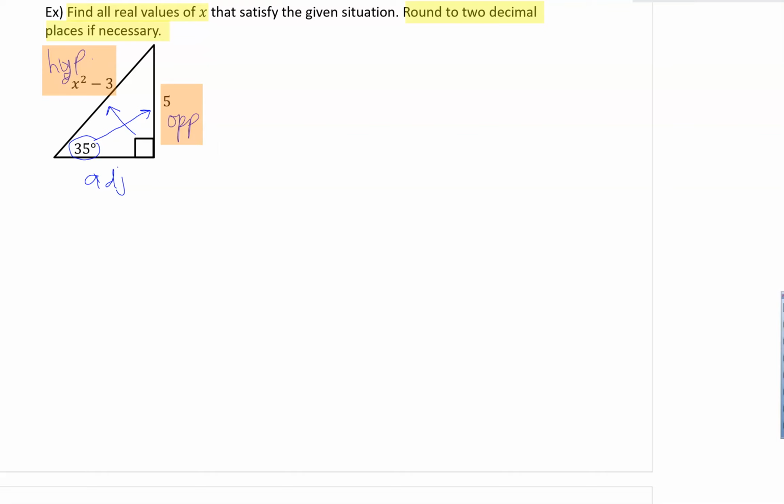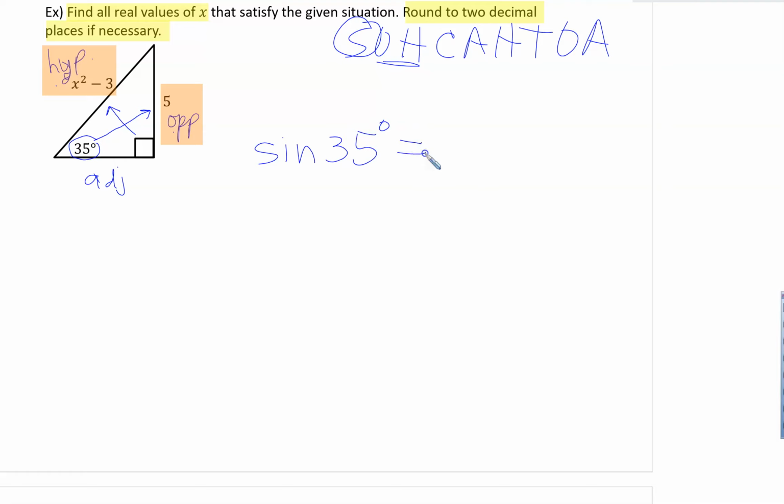So we need to know whether those two sides represent a sine, cosine, or tangent ratio. Again, you can use SOHCAHTOA to help when necessary. We're looking for opposite over hypotenuse, and that tells us it's a sine ratio. So we have the sine of our 35-degree angle equal to side opposite, which is 5, over the hypotenuse, which is x squared minus 3. So this is opposite over hypotenuse, and this creates a little quadratic equation.